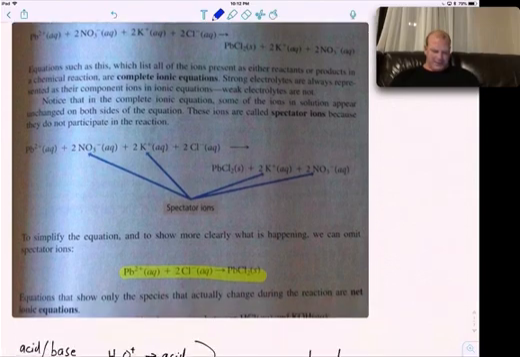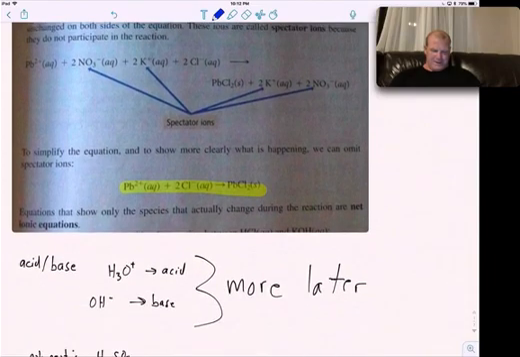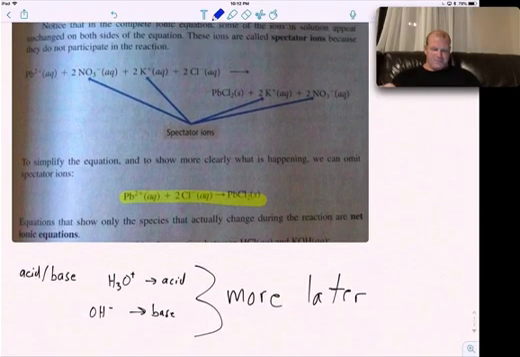Then, after the complete ionic equation, the net ionic equation is here. This gets rid of all the spectator ions. So lead 2+ plus chloride, both aqueous, make lead chloride solid.